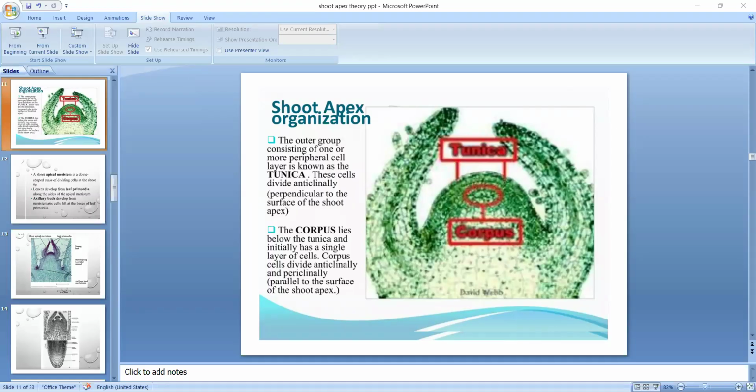Okay, coming to the shoot apex theories. So it's very important. Several theories have been put forward from time to time to explain the structure and organization of the shoot apices. Okay, several theories are explained by different scientists. So how the structure and organization of shoot apices is going on. Some important theories are given below. See here. The first one is the apical cell theory, the second one is the histogen theory, and the third one is the tunica corpus theory.